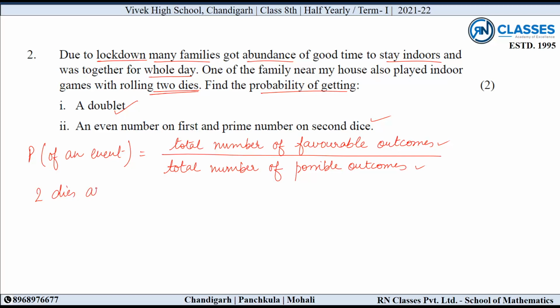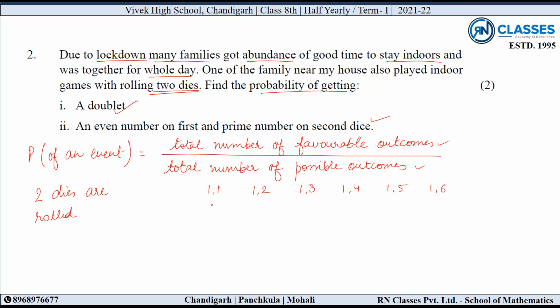are rolled. So we have to find the total number of possible outcomes. What outcomes can there be? On the first die 1 comes, on the second die 1 comes; first die 1, second die 2; first die 1, second die 3; first die 1, second die 4; first die 1, second die 5; first die 1, second die 6.